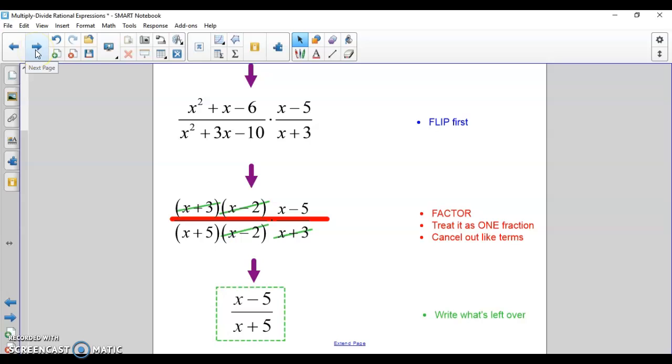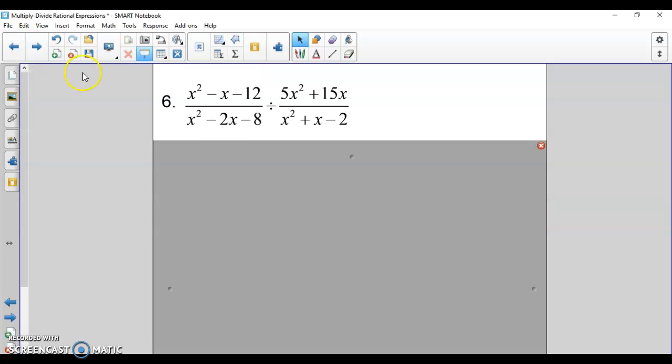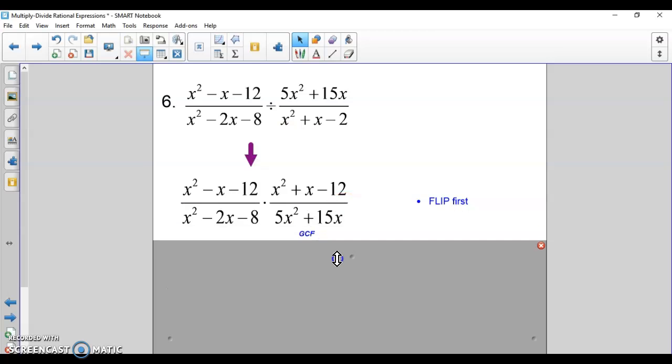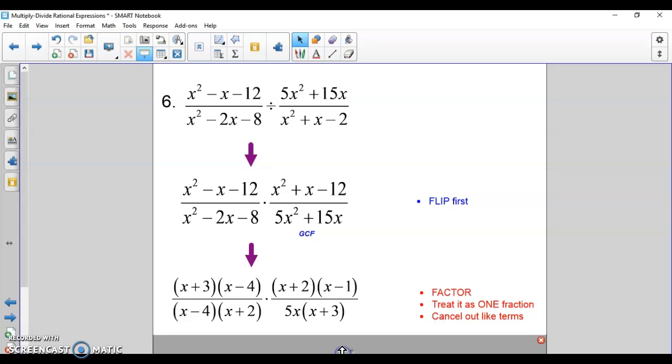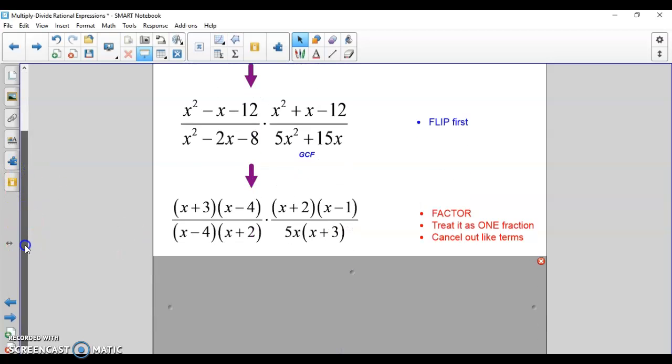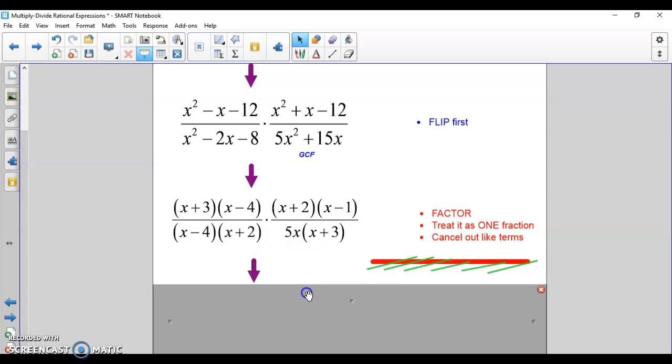Next one, I only got 2 more here. A little bit more factoring. We're getting deep into this now, but you still need to flip first. I do that before I do anything else. Flip first. Then factor. These are the 2 steps I would need to see. Flip and factor. Alright. Treat as one fraction.